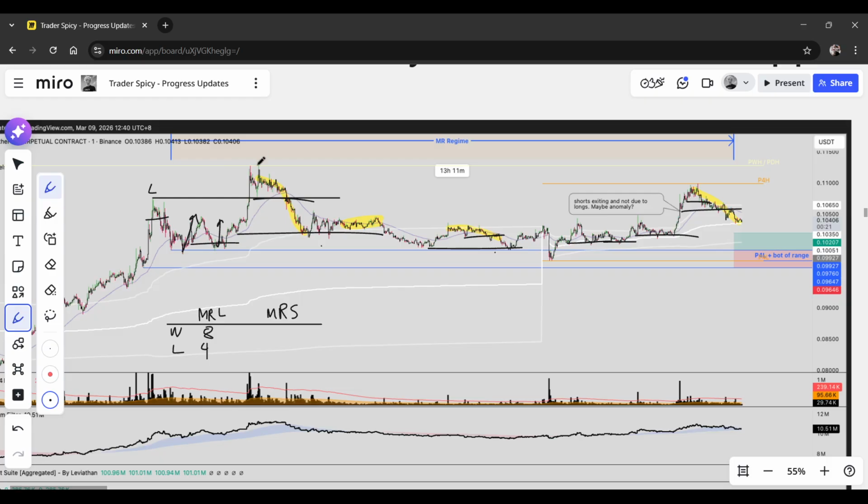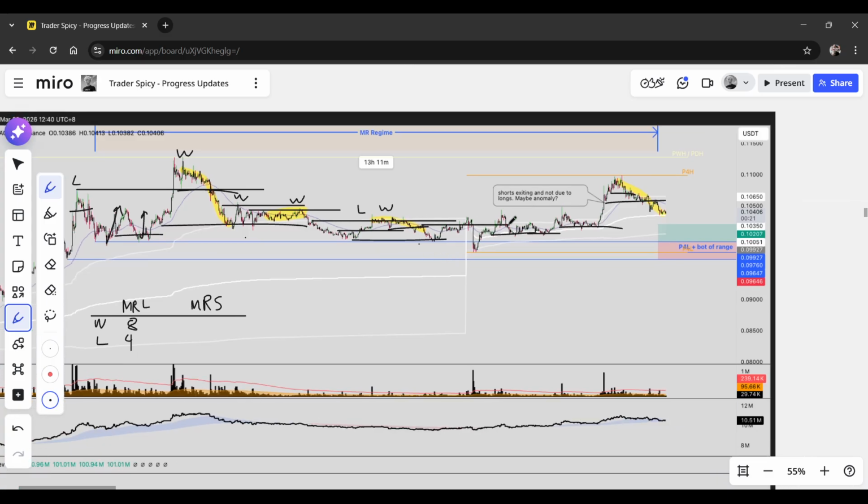Okay, what do we have next? So we've got that would be the loss. This one would be a win. That looks like a win. These ones here, they look like wins. Oh, that's maybe a loss and then a win. So I'll just put loss and win at the same time.